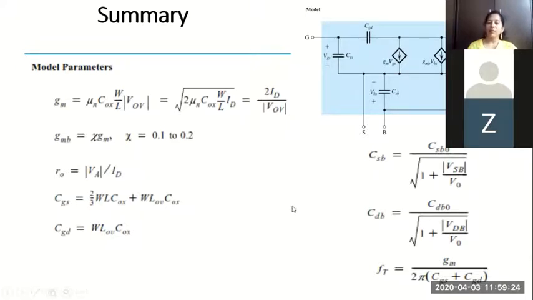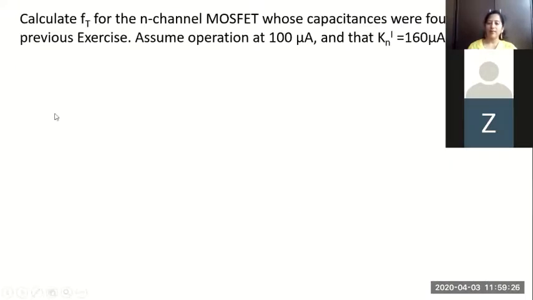Okay, so let us try to solve a problem for that. Find ft for the N-channel MOSFET.